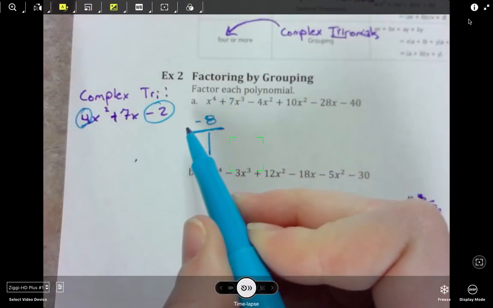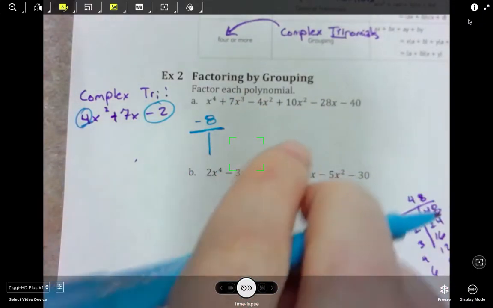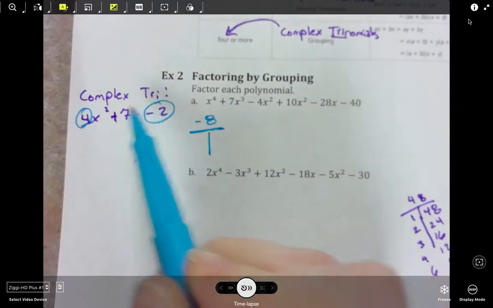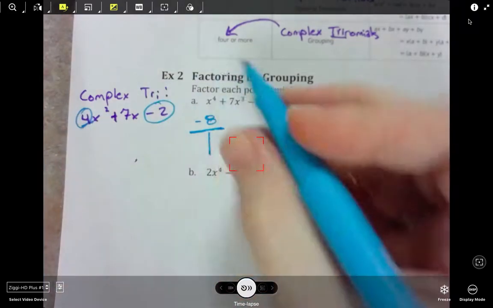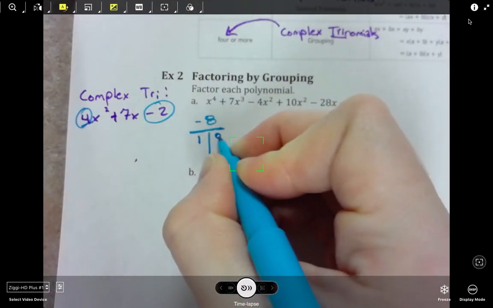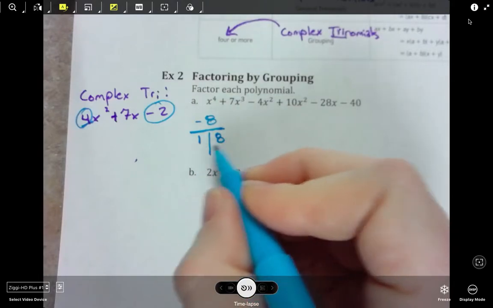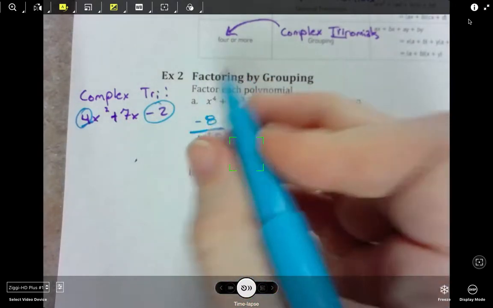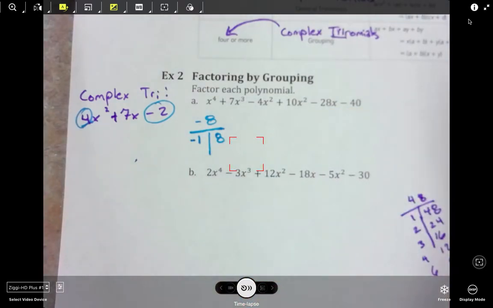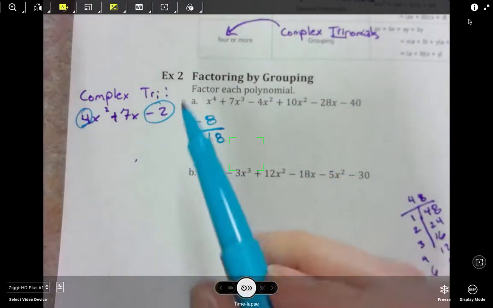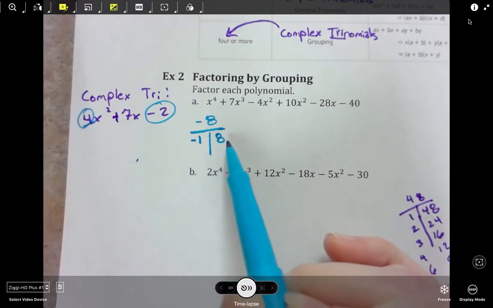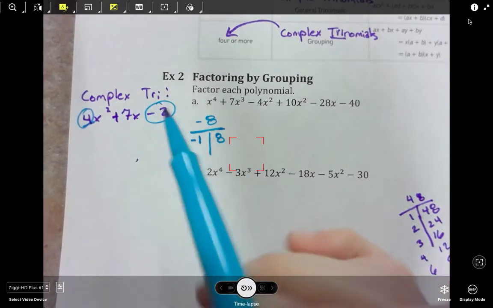Then you ask yourself the same questions you asked yourself over here. What do I multiply together to give me negative 8, but when I add them, give me 7? Well, I know that 1 times 8 will give me 8. But which one of those has to be negative in order for me to get a positive 7? Well, 8 has to be positive and the 1 has to be negative. Let's check this in my head. Negative 1 times positive 8 gives me negative 8, and negative 1 plus 8 gives me positive 7. That's what I want.